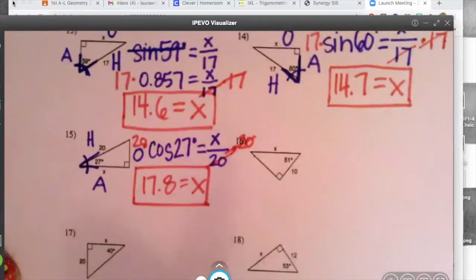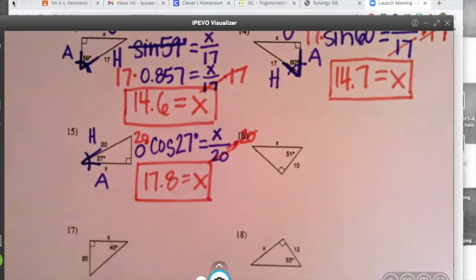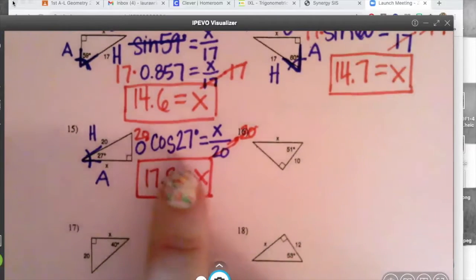Okay. I want you to try to set up number 16. You can solve it if you want to, but set it up for sure. Setting up is what I've done, like cosine 27 equals x over 20.